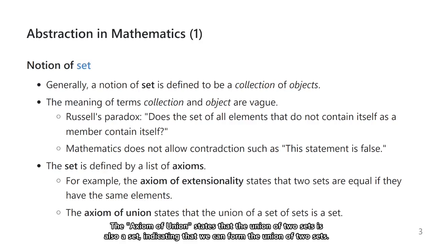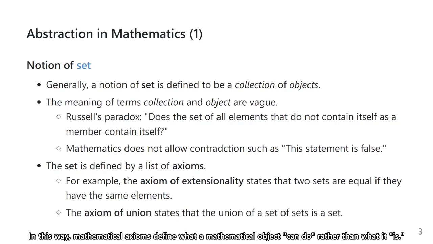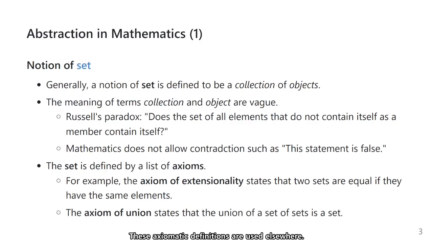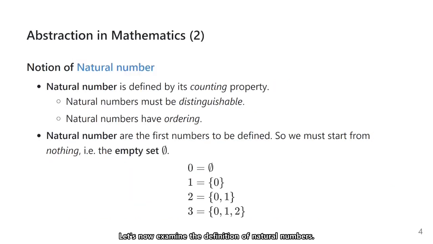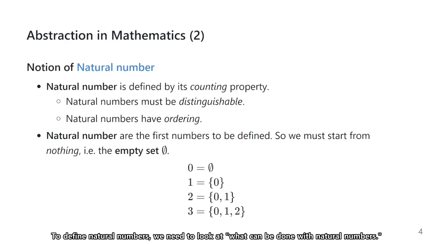The axiom of union states that the union of two sets is also a set, indicating that we can form the union of two sets. In this way, mathematical axioms define what a mathematical object can do rather than what it is. These axiomatic definitions are used elsewhere. Let's now examine the definition of natural numbers. To define natural numbers, we need to look at what can be done with natural numbers.